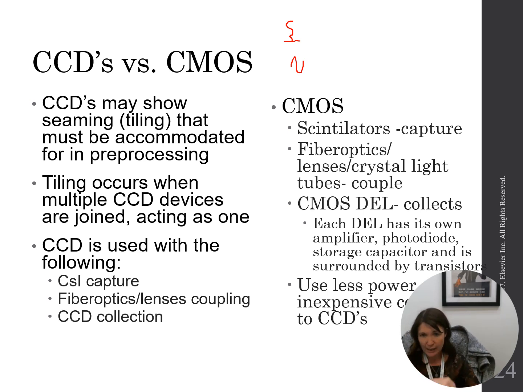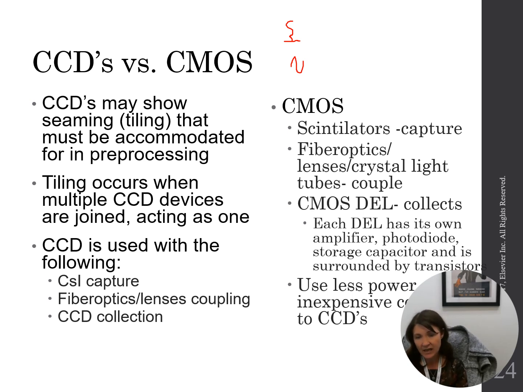CMOS, on the other hand, works with scintillators, so it could be something like cesium iodide, but doesn't necessarily have to be cesium iodide specifically. They're coupled with either fiber optic lenses or something new called a crystal light tube. These are very efficient light tubes that are making these CMOS products more prominent on the market today. And then, of course, we would still need that collection device, and the CMOS itself would act as a detection element and be the collection device of these systems.